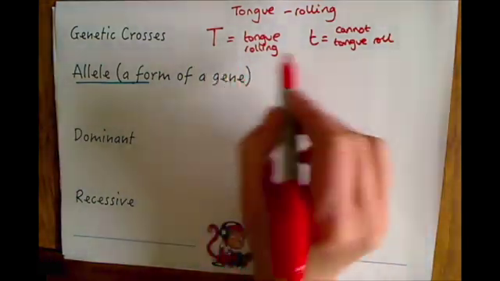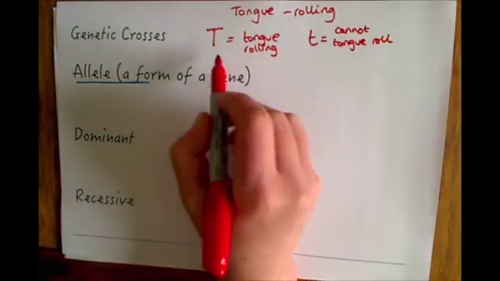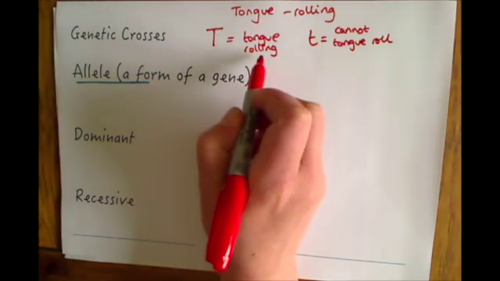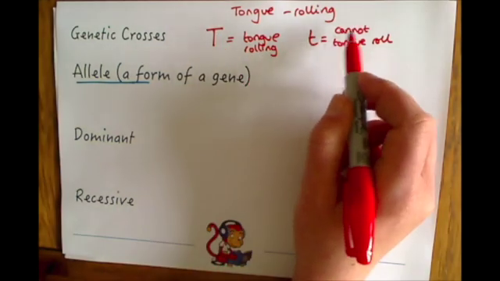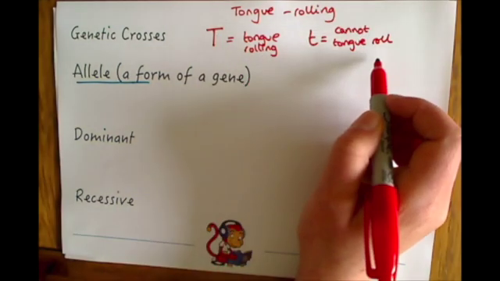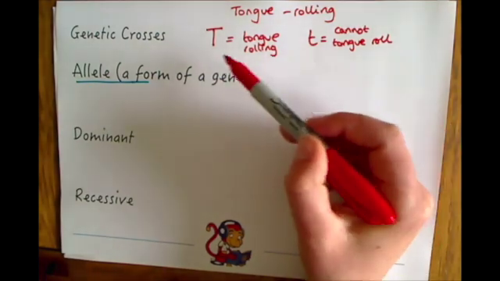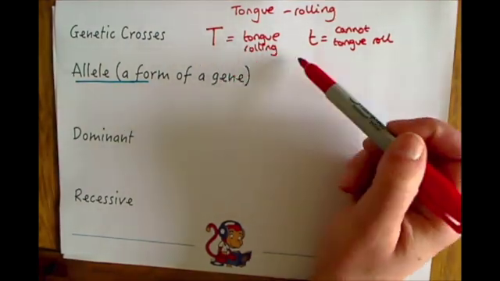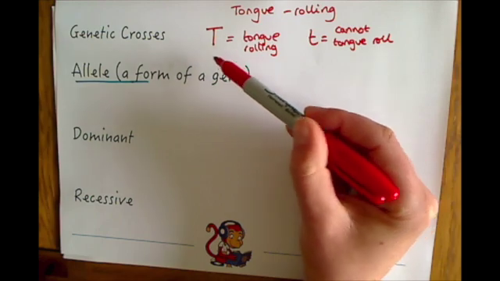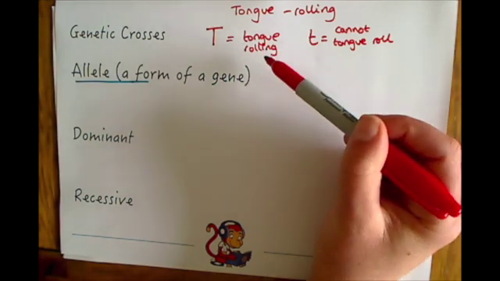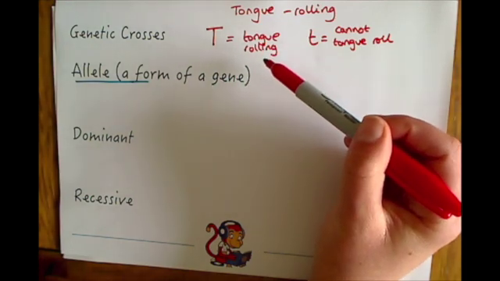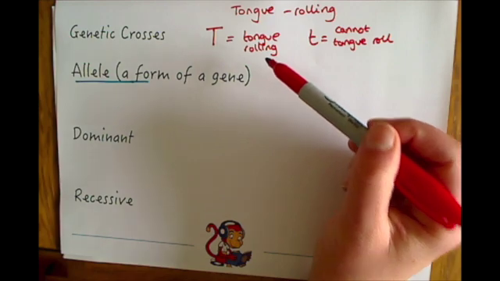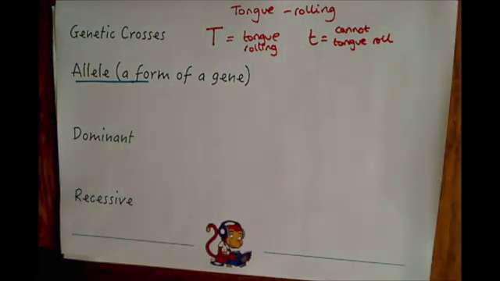So these are the two alleles that we're looking at, a capital T for tongue rolling and a lowercase t for cannot tongue roll. So you could adopt either version of the gene from your parents, and it's the way these two interact which determines whether you can roll your tongue or not.